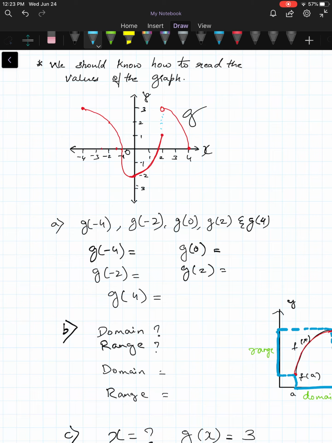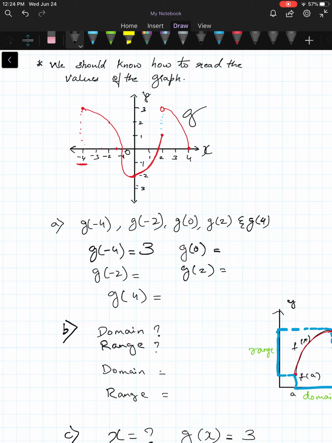Now we have to find out the value of G at -4. That means the x coordinate is -4. So -4 is here. See what would be the y value. If we go above, that is 3. So G of -4 is 3.